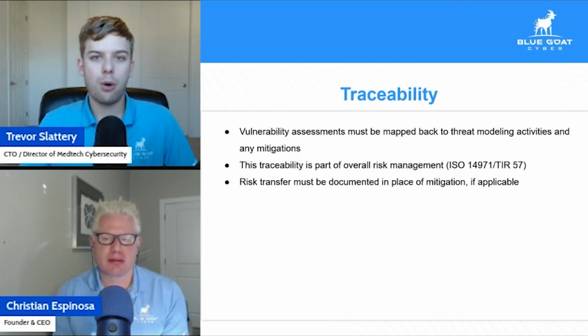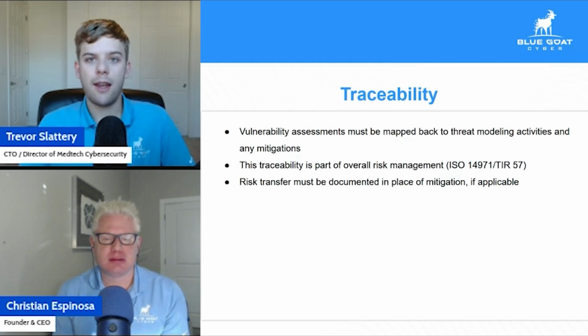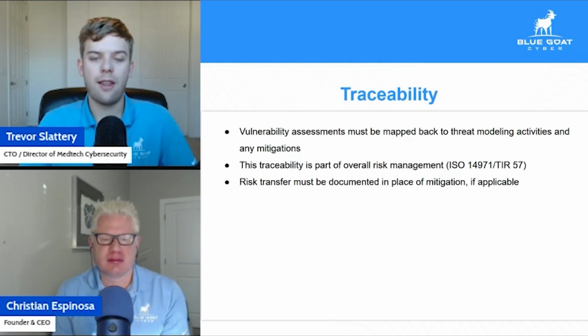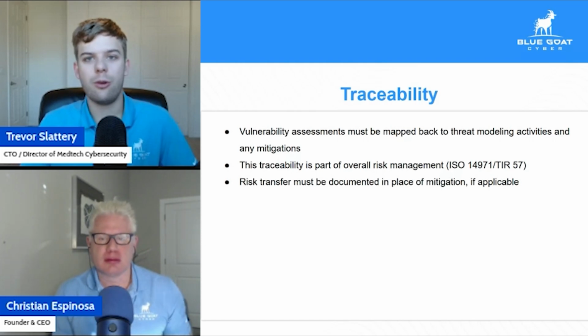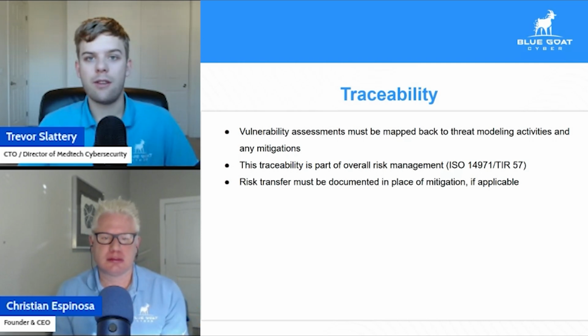One very, very important part of risk transfer, aside from documenting everything, the same as any other mitigation, is disclosing that information to a patient or to a user. They are obligated to know what risk they are introducing by using this device. So if there's a problem with the device, they have to know what the problem is.